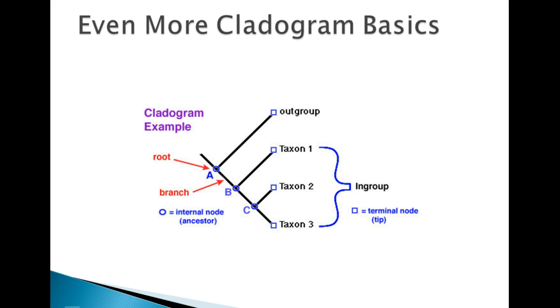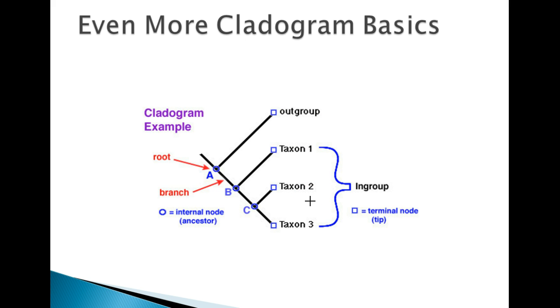Now, there are 4 terminal nodes in this example. Remember that the terminal nodes are over here. These include members of the in-group, see this little bracket here, the in-group, in other words, taxon 1, taxon 2, and taxon 3, and a single outgroup taxon right here. So make sure you understand that. 4 terminal nodes.